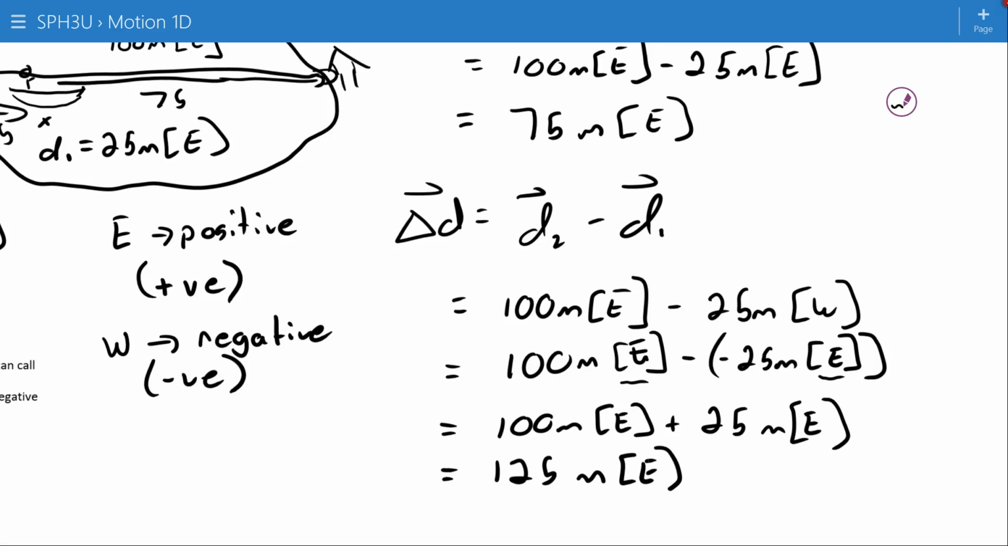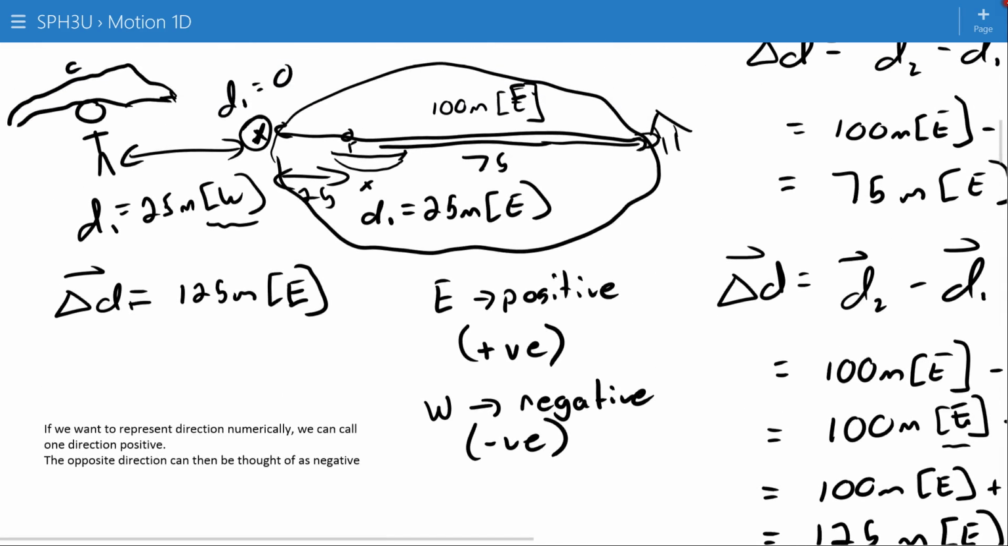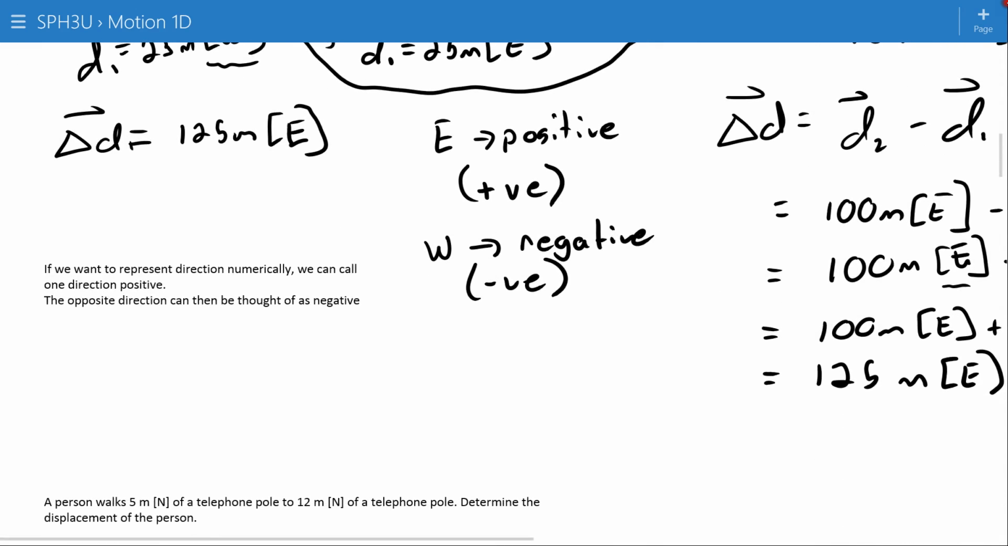Now hopefully you can see that that's just a bunch of mathematical form that just shows us what we knew already, that this person has to go a grand total all the way across the lake and the portage of 125 meters east. So again, if we want to represent these directions numerically, we call one positive, the opposite direction, as long as it's in a straight line with that, is negative.